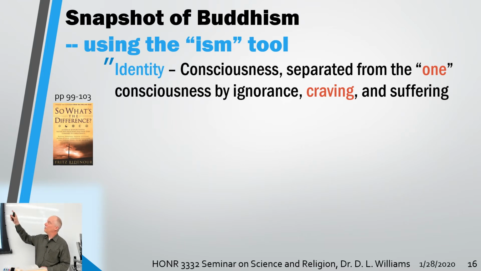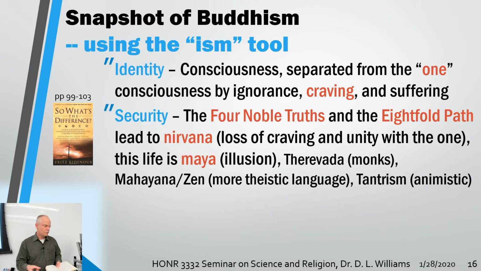But the point is, the goal for the Buddhists is to become united with the one consciousness. And the problem that needs to be fixed is that you're a consciousness separated from the one consciousness. Okay. And so then what separates you is ignorance, craving, and suffering. So security, there's some interesting writings in Buddhism. The Four Noble Truths and the Eightfold Path lead to nirvana. Again, this loss of craving and unity with the one.